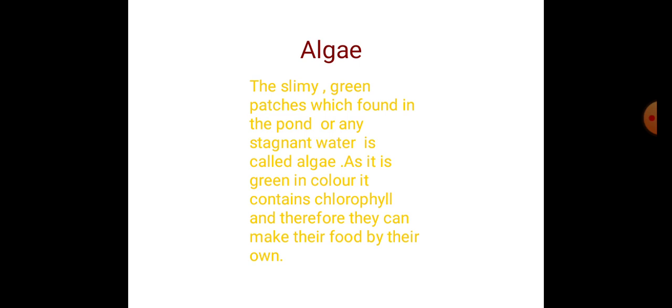So algae is an organism which has slimy green patches, and it has chlorophyll also. That means they can make their food by their own. They do not need to depend on others. So the final answer is that algae can make their food by their own.